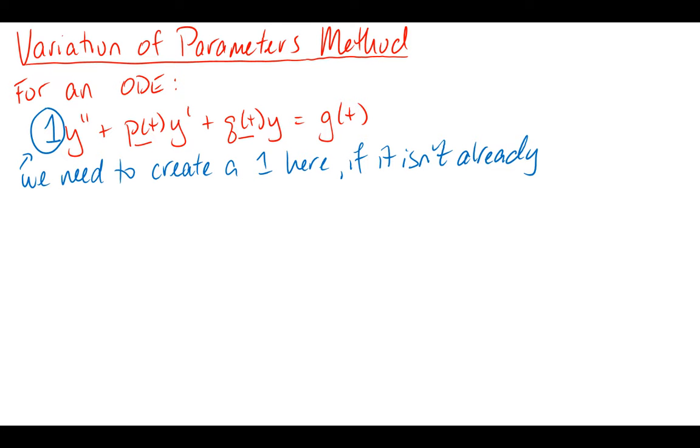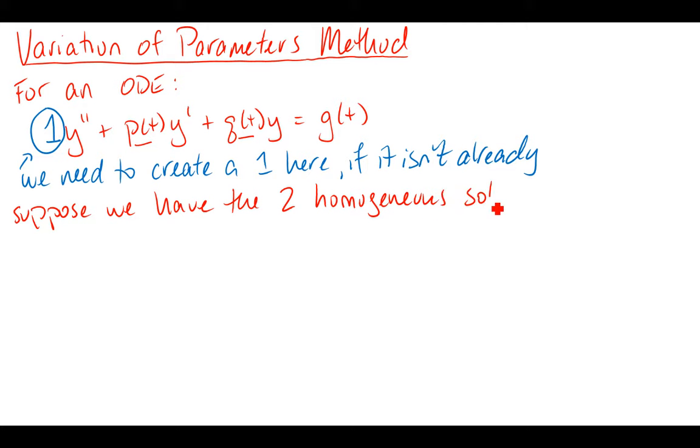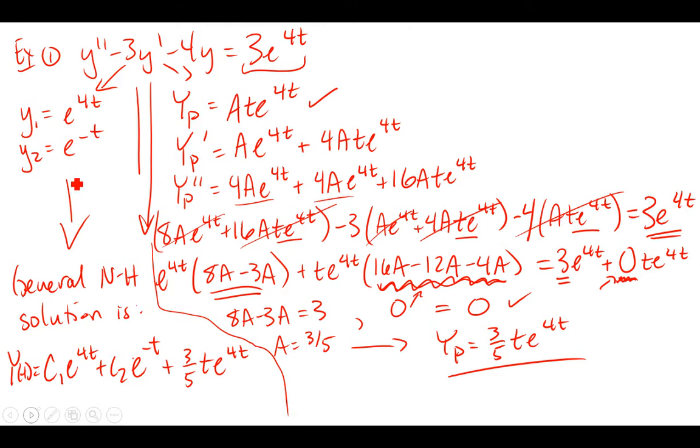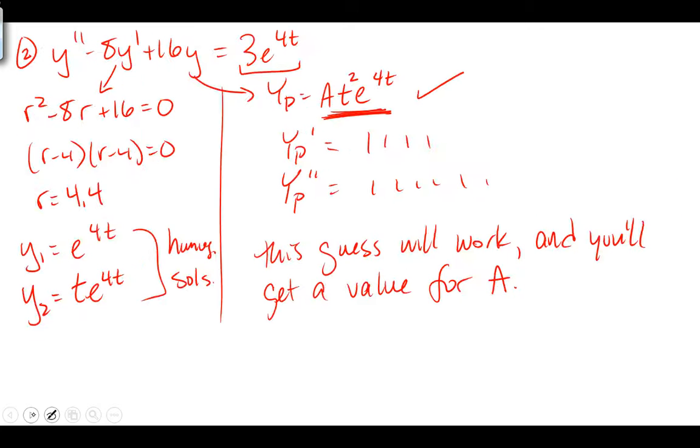Okay, so for an ODE that looks like this, suppose we have the 2 homogeneous solutions, little y1 and little y2, which of course, if this is a problem like the ones we've been doing, right, like any of these, we know how to do that already, right? We know how to get little y1 and little y2. So this is not asking for a whole lot here, right?